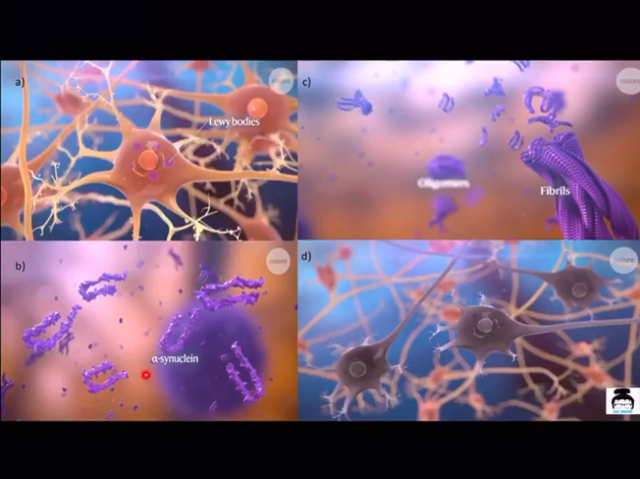Now, these alpha-synuclein proteins might accumulate and aggregate to form what we call fibrils, and many fibrils together will form this thing called Lewy Bodies. So Lewy Bodies are nothing more than the accumulation or aggregation of alpha-synuclein proteins. And Lewy Bodies have been shown to cause neuronal death, as you can see over here.